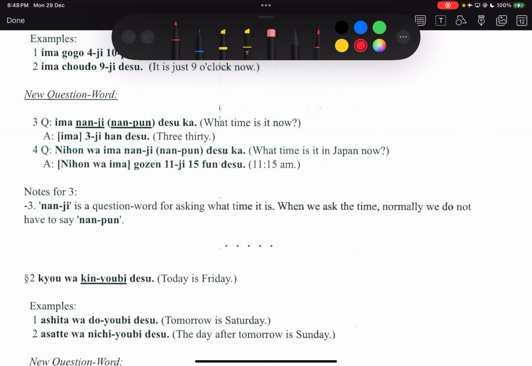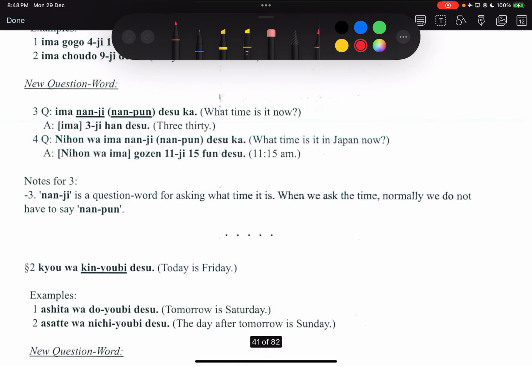Number 4. 日本は今何時ですか? So Japan is now what time ですか? Literally, that's what they are saying. So basically, what time is Japan right now? Okay, so we can reply 午前11時15分. So morning AM 11:15.